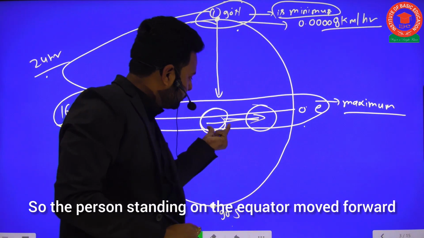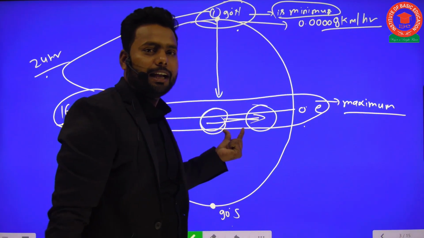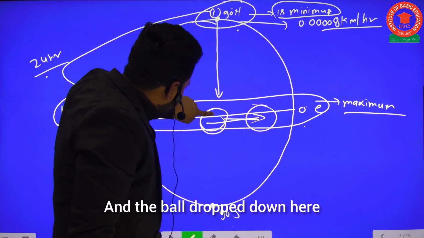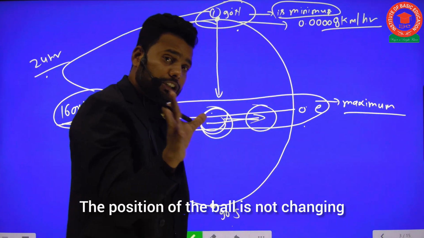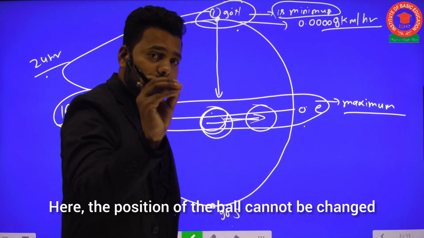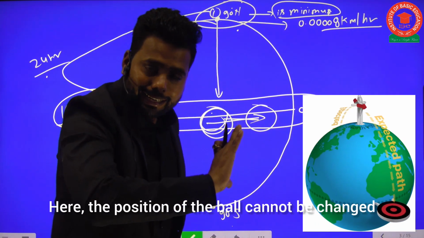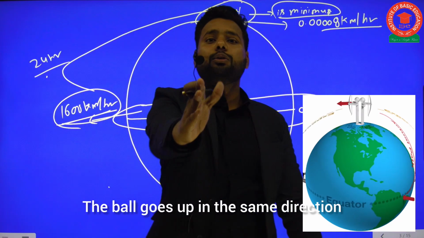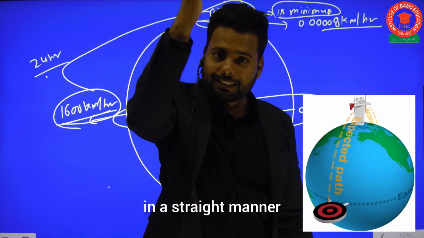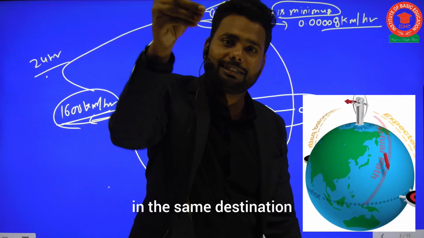तो इक्वेटर पे जो आदमी खड़ा था वो आगे निकल गया, and the ball drops down here. बॉल का पोजीशन नहीं चेंज हो रहा है. Here the position of the ball cannot be changed. Ball goes up in the same direction, in a straight manner, in the same position, in the same destination.